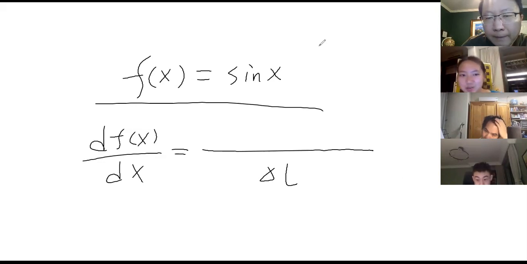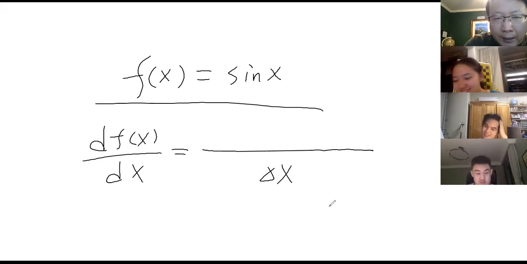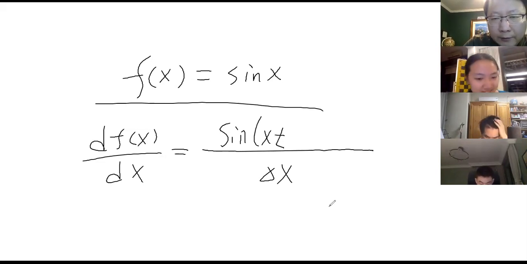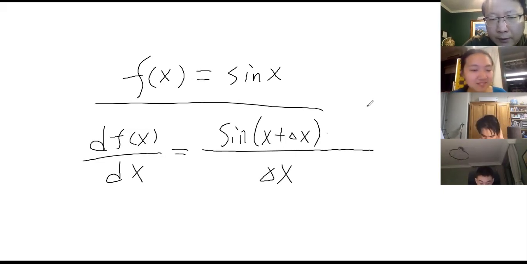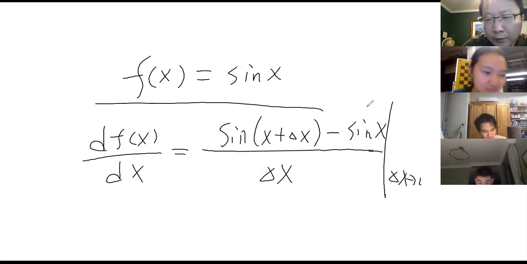Nothing. I'm just saying trig properties. Yeah, there's a trig property. It's very simple as well. So basically, still delta x, now sine of x plus delta x, minus sine x, right? Then delta x approaching 0.